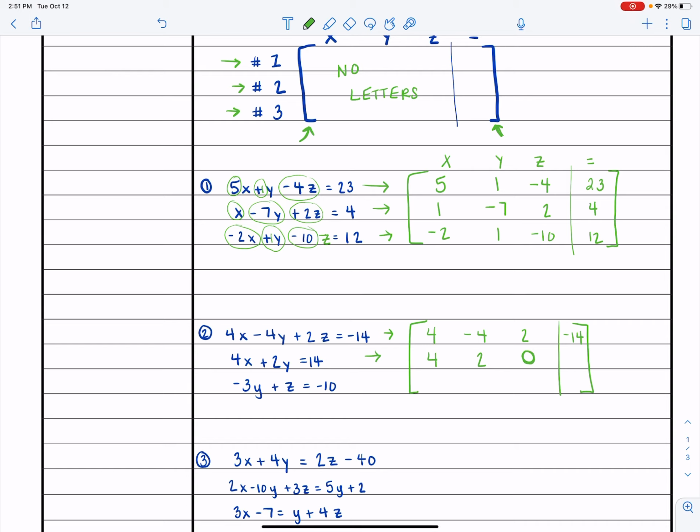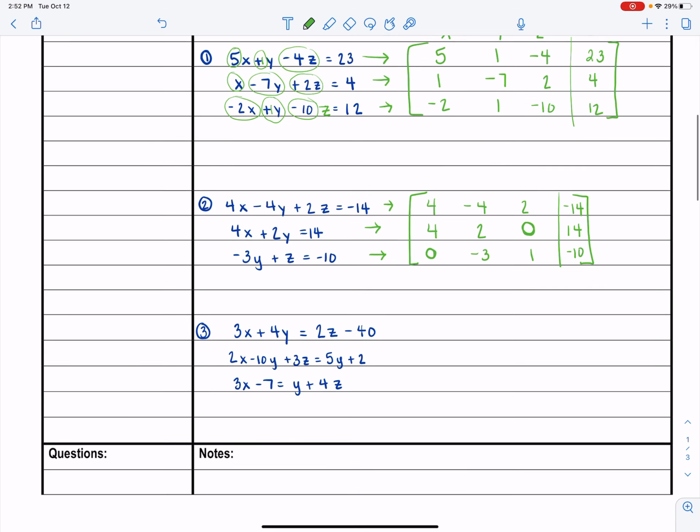There are 0 z's in this second equation, so we use the placeholder 0. The answer is 14. And the last one, there are no x's. There's a negative 3 for y, and a 1 for z, and a negative 10 for your answer. So if you're missing a value, make sure to put a 0 placeholder. All right, the last equation.